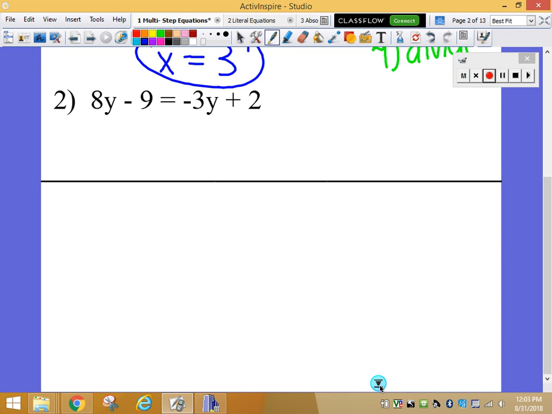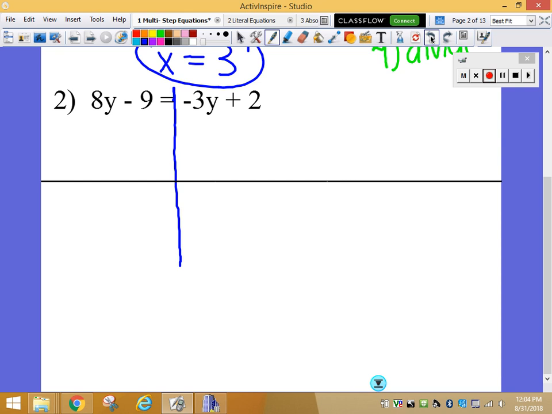So write this one down. Draw a line through your equal sign. Step 1 was to combine like terms. So look on the left, 8y minus 9. I can't combine those. Look on the right, negative 3y plus 2. I can't combine those. Okay, so I'm done with step 1, combine like terms.